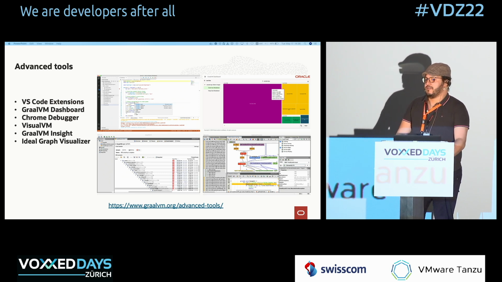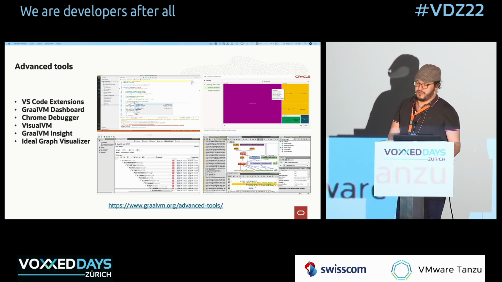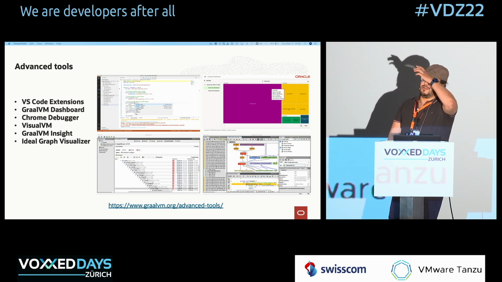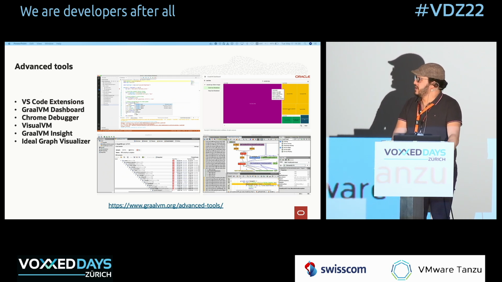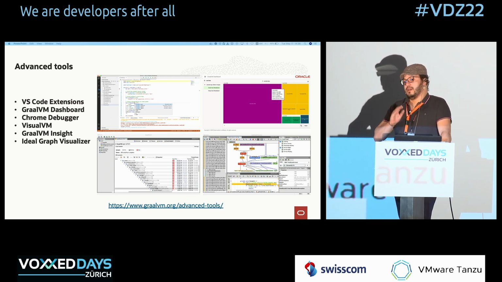And for language developers, the Ideal Graph Visualizer is their tool. I guess most people are not language designers, but that's also available for someone who wants to develop a language on top of GraalVM and wants to see all the optimizations for the compiler and so on. They can also develop optimizations for the compiler.